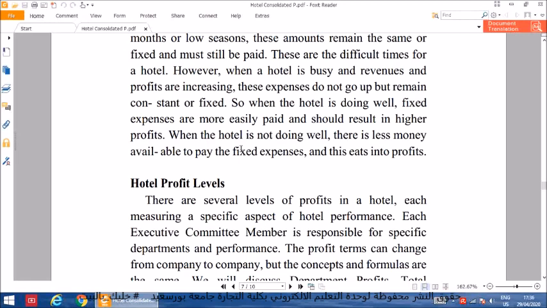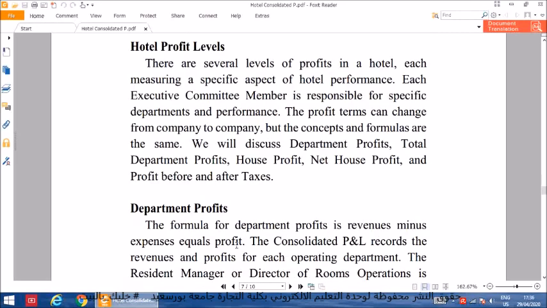Hotel profit levels. We have different levels for hotel profit. There are several levels of profits in a hotel, each measuring a specific aspect of hotel performance. Each executive committee member is responsible for specific departments and performance. The profit terms can change from company to company, but the concepts and formulas are the same.